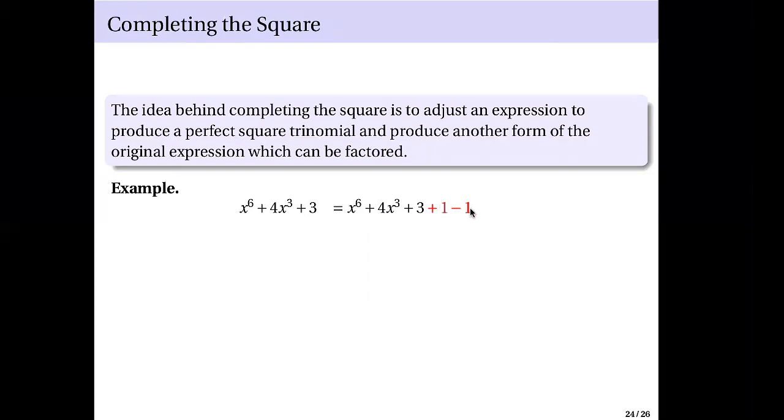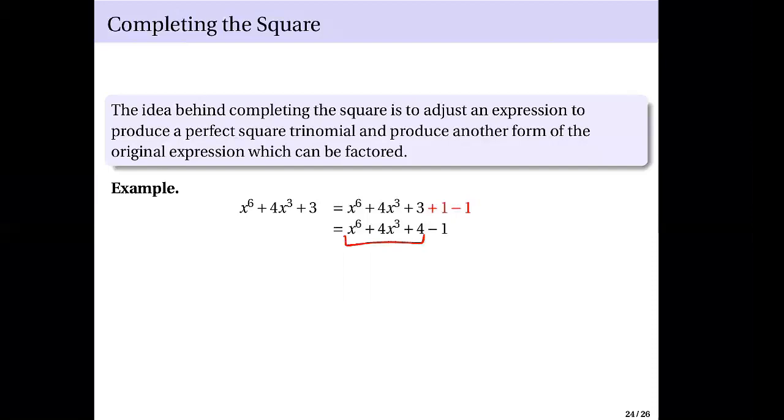So you see, I add 1, I subtract 1, I am essentially adding 0. So I am not changing the original expression. So what I'm going to do now is to combine this 1 with this 3 and then leave the minus 1 out. So if I do that, I will get x to the 6 plus 4x cubed plus 4 and then minus 1.